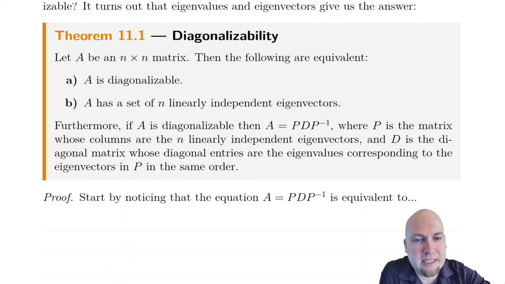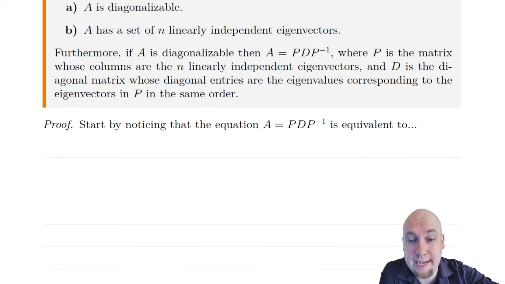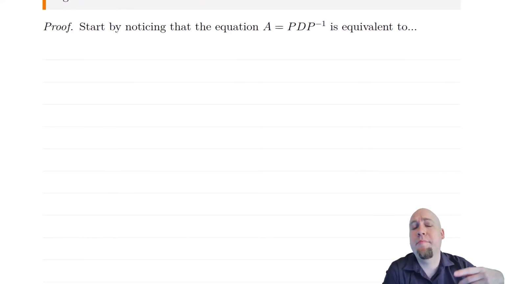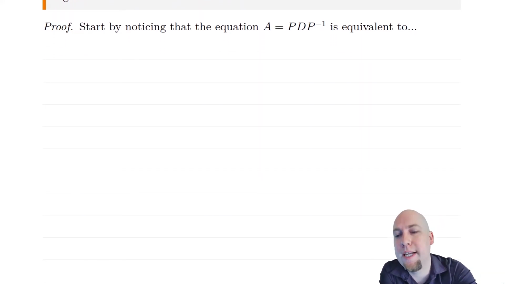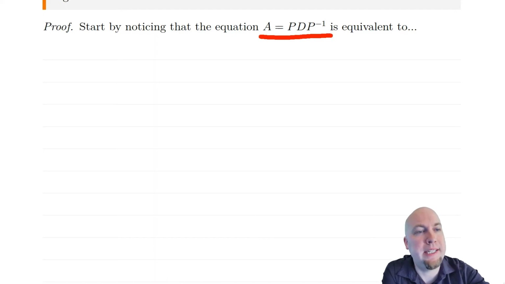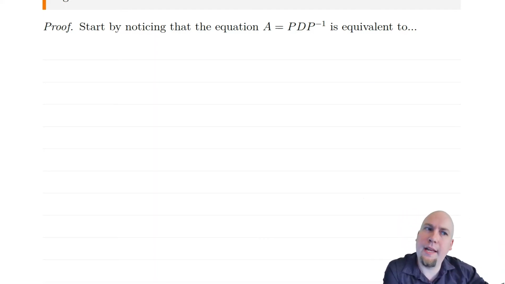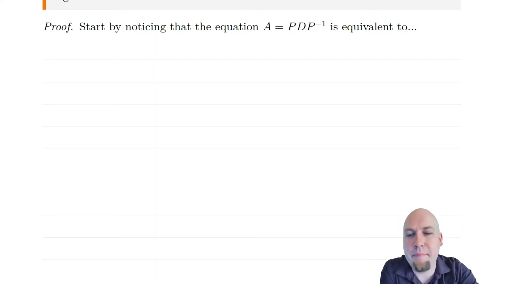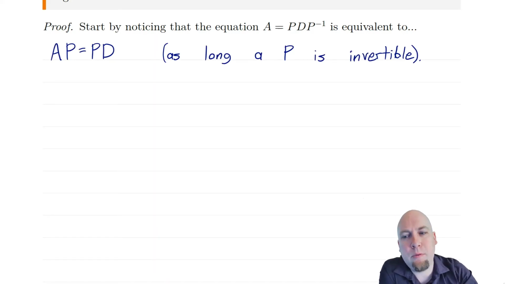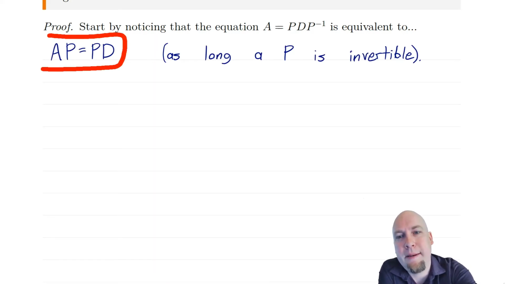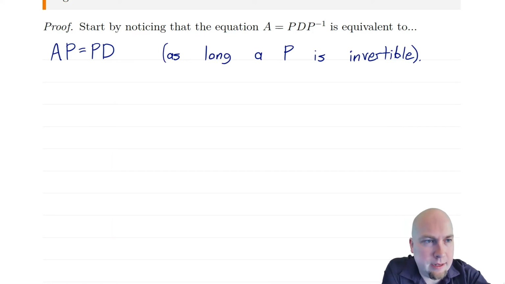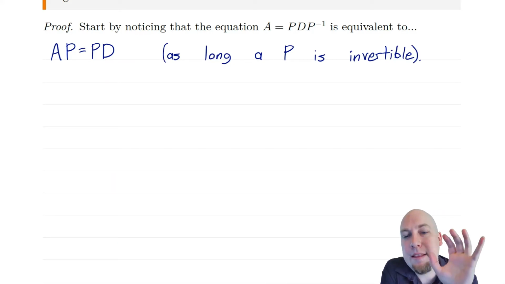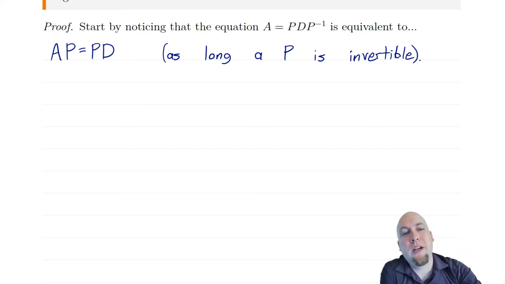Alrighty, that's our big beast of a theorem, so let's try to prove it now. And to simplify things a little bit, we're going to transform this desired equation, A equals PDP inverse. We're going to multiply both sides of that equation on the right by the matrix P. And when we do that, we get the equivalent equation, AP equals PD. The P inverse is going to cancel on the right, and we get a P on the left here. And these two equations are equivalent to each other as long as P is invertible.